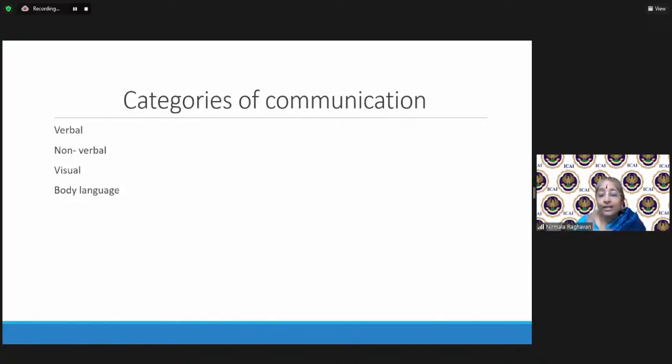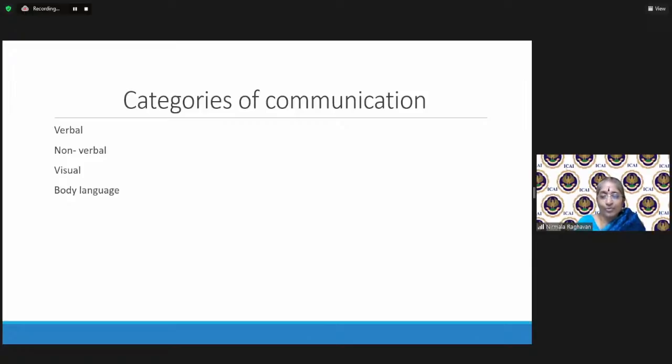Okay. Categories of communication. What are the categories of communication? Verbal, non-verbal, visual, and body language. We are going to see each one of these, how they can make communication very, very effective. Verbal is what we speak and what we write by using words. And this is of two types, formal and informal.